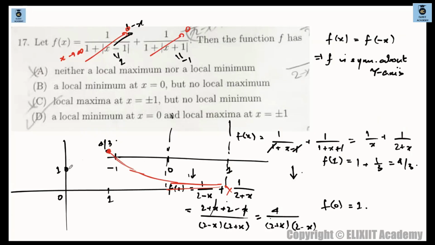So now in this region 0 to 1, the graph is increasing. The output is increasing from 1 and goes to 4 by 3. So from here, the graph is increasing. This is a rough sketch of this graph. And then you reflect the same graph on the left-hand side.